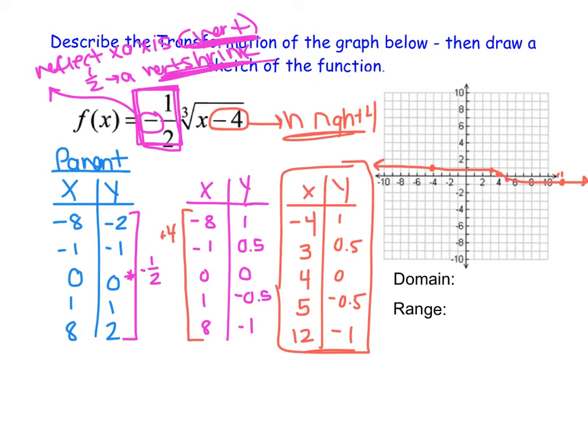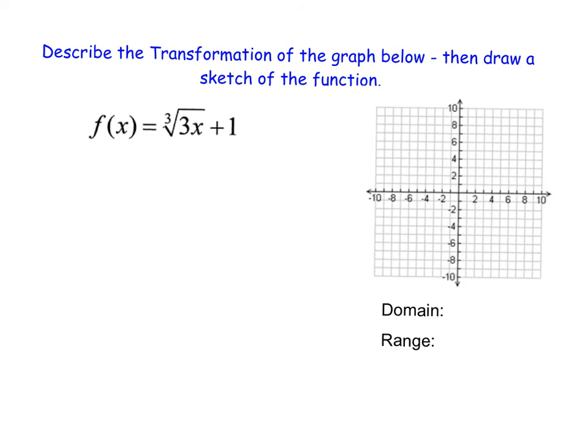So my last step here is to find my domain and my range. I can see it's going forever left and right and forever up and down. So my domain and my range are both all real numbers. Okay, third and final example here.